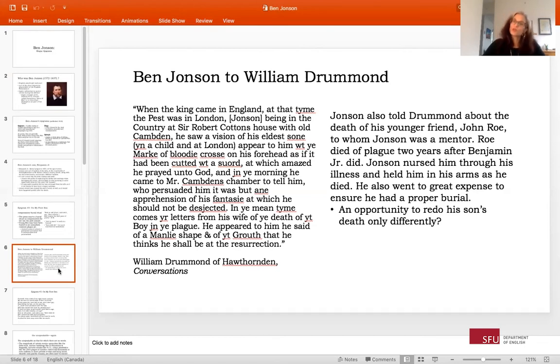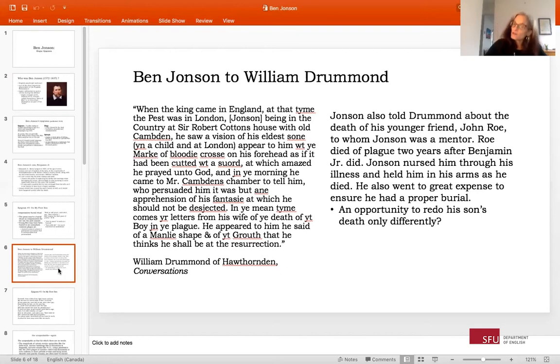So it's hard to know what to make of this story. I do think we can be assured that Johnson told the story to Drummond. But of course, we'll never know what Johnson actually experienced, if Johnson truly experienced the prophetic dream as he described it. If he did have that dream as he described it, it suggests that he probably felt anxious and guilty about leaving his son behind in London, knowing that he was vulnerable to plague there. He would have heard reports that plague was bad.